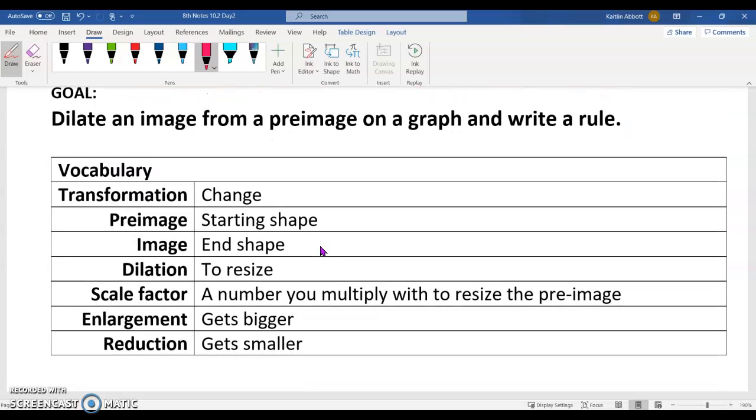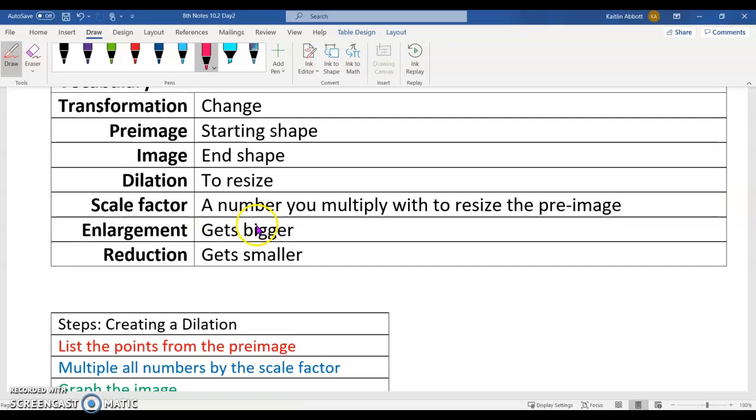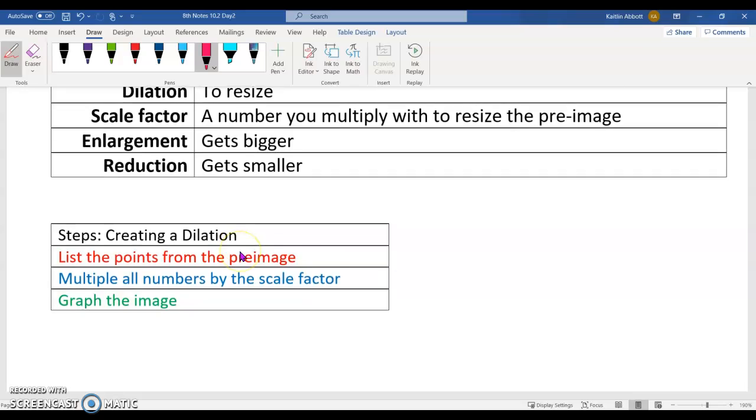So we are going to be dilating an image from a pre-image on a graph. So remember, a transformation is a change. A pre-image is the starting shape. The image is the end shape. Dilation is to resize. The scale factor is a number you multiply with to resize the pre-image, and an enlargement gets bigger, reduction gets smaller.